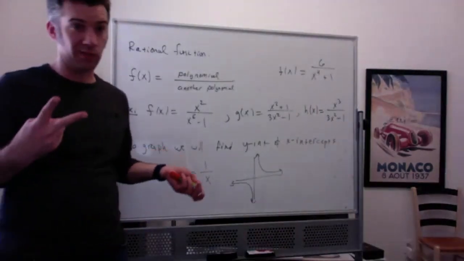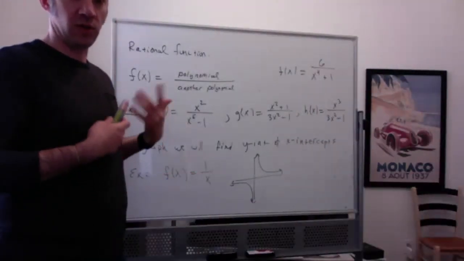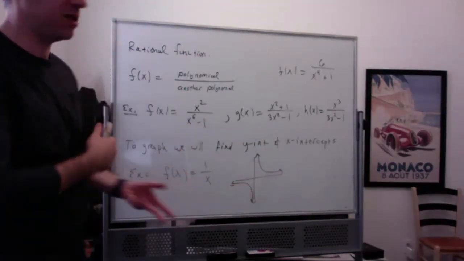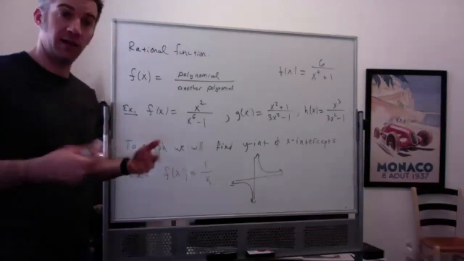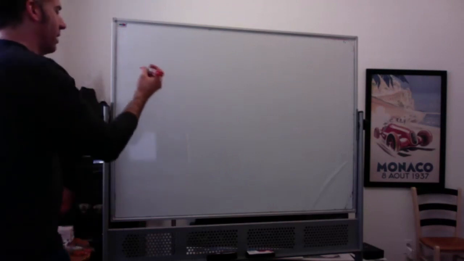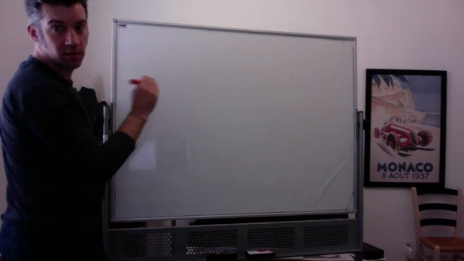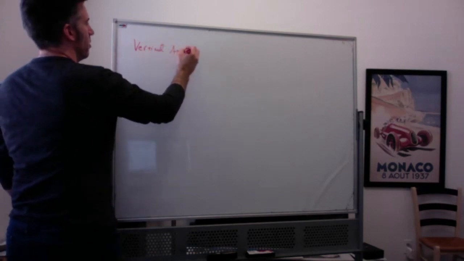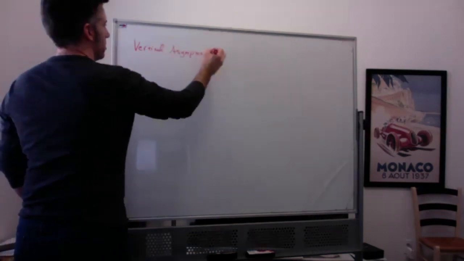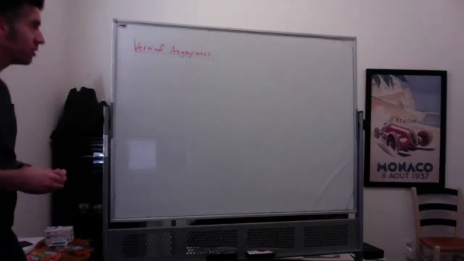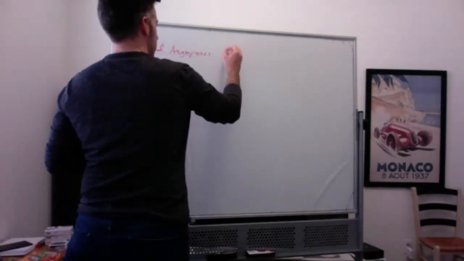Two things we're going to do when we graph these rational functions is look for the y-intercept and x-intercepts. There are also two other things we're going to look for, because a lot of these, not all of them, are going to have asymptotes. So, vertical asymptotes, which I often abbreviate as VA.